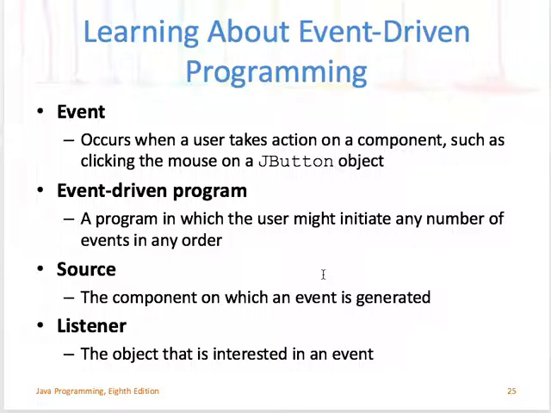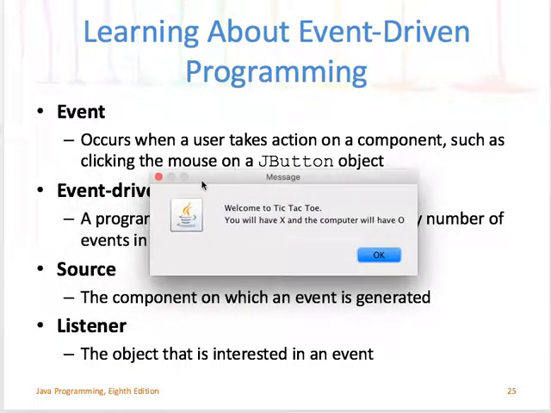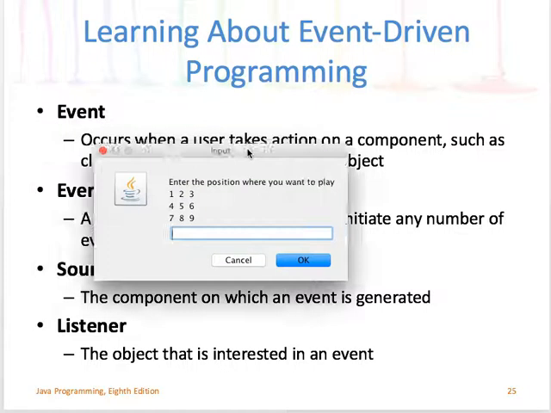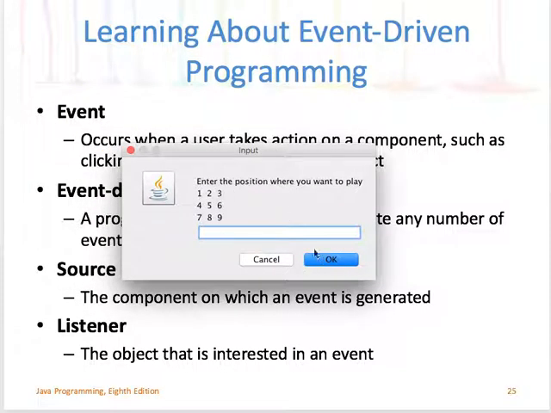Event-driven program. Another example is, let's see here, I'm going to run some code. All right. So I have this program here called Welcome to Tic-Tac-Toe written in Java that I wrote. You will have an X and the computer will have an O. So you're playing against a computer. Now I'm going to click OK, and guess what happens? This screen comes up. It's called an event. So an event occurred. Enter the position where you want to play. So you pick a number. So it's like picking X or O. So I'm going to pick 9. I'm going to hit OK.